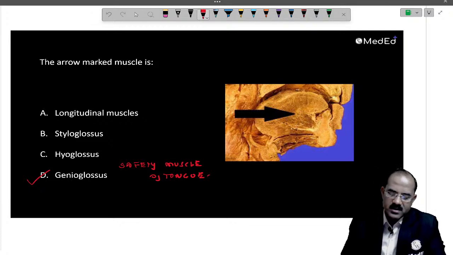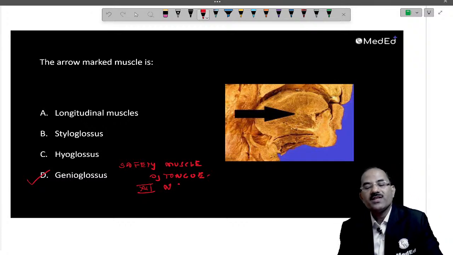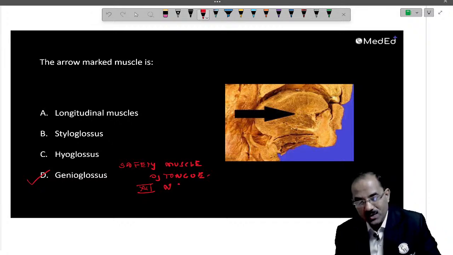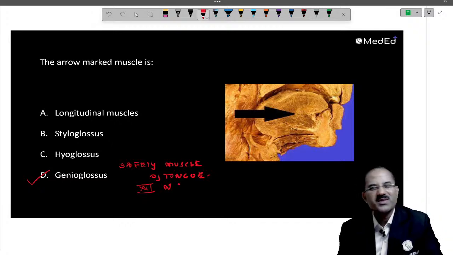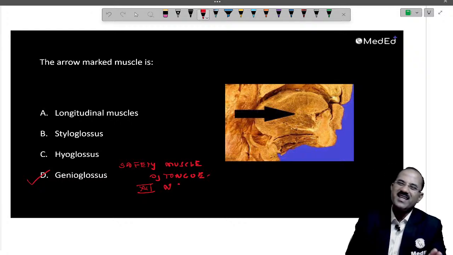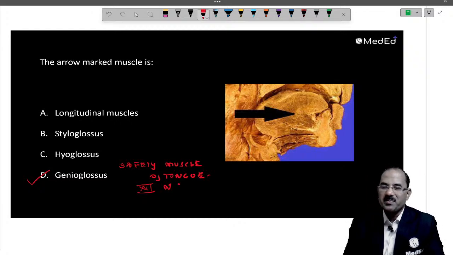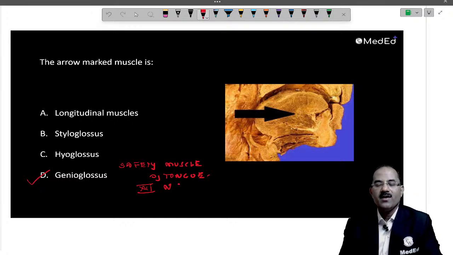Right? And this genioglossus is supplied by which nerve? The hypoglossal nerve. All the muscles of the tongue are supplied by the hypoglossal nerve except palatoglossus, which is supplied by the vagoaccessory complex. Remember that. Okay, so this is genioglossus.